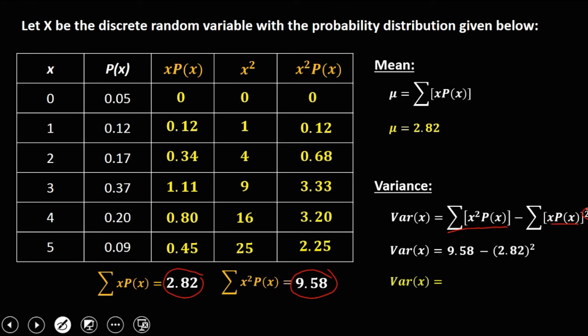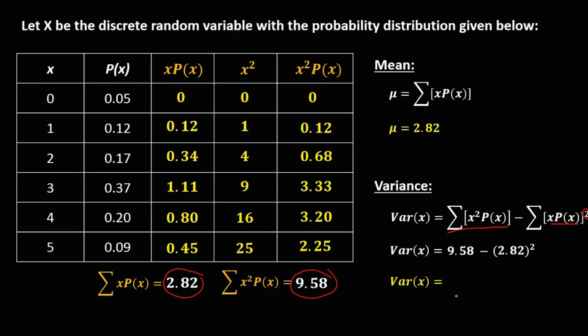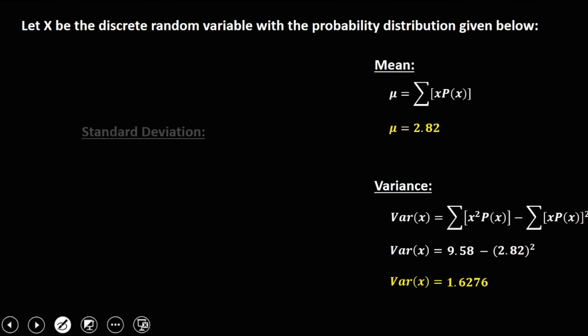So to solve now for the variance, 9.58 minus 2.82 squared. So the variance now is 1.6276. So this is now the variance, 1.6276. And for the standard deviation, just the square root of the variance.